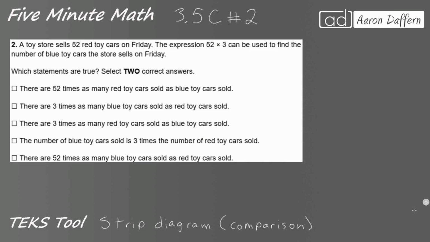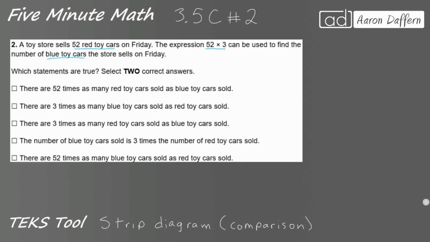All right, so we have a toy store selling red toy cars, 52 of them. And then we have this expression that can be used, 52 times 3, to find the blue toy cars. So when we see multiplication, most of the time we're dealing with equal groups, but sometimes, and this is a perfect example, we're dealing with a comparative relationship. We're showing that there's times as many.